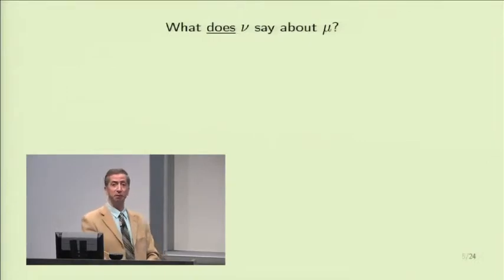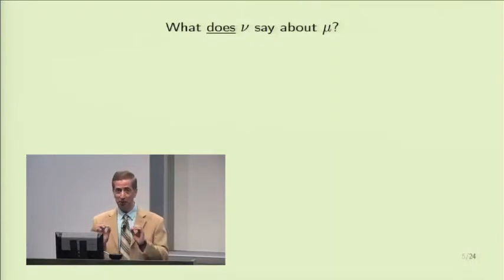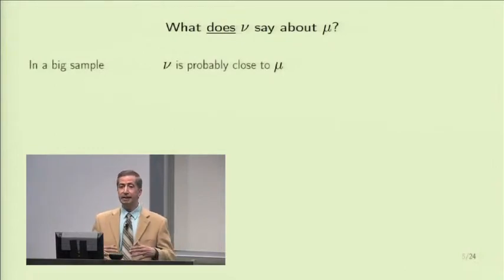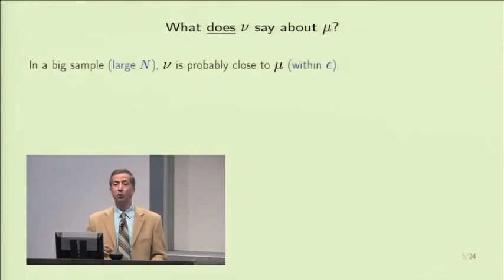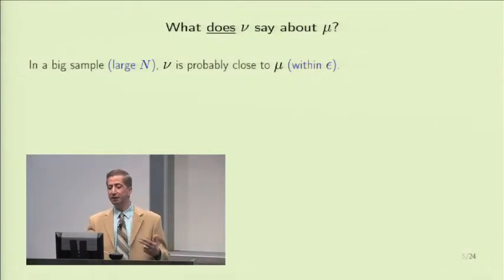The sample frequency tells me something about the bin. So what does it exactly say? So now we go into a mathematical formulation. In words, it says in a big sample, nu, the sample frequency, should be close to mu, the bin frequency. So now the symbols that go with that: what is a big sample? Large n, our parameter n. And how do we say that nu is close to mu? We say that they are within epsilon. That is our criteria.